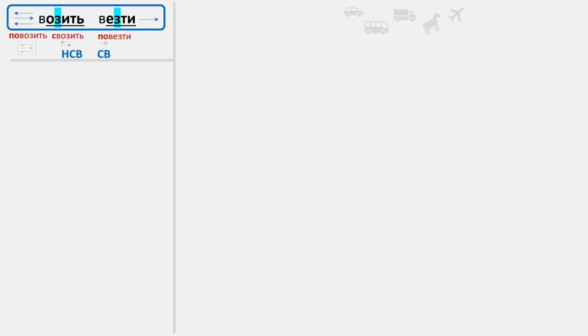Вести is unidirectional. Повести is one of its perfective, one of its SV forms. It shows that the movement started. Возить makes new imperfective, new NSV verbs with prefixes. Вести makes their perfective, their SV forms with prefixes. These perfective forms are also possible perfective forms of вести. Let's see and examine these two verbs with different prefixes. Each one has several meanings. Let's look at some of them.